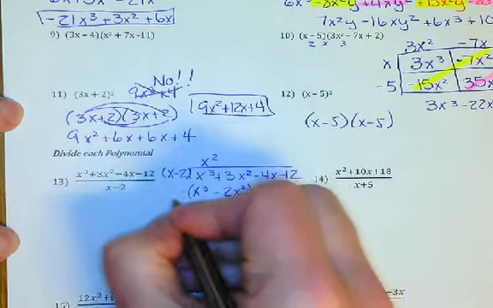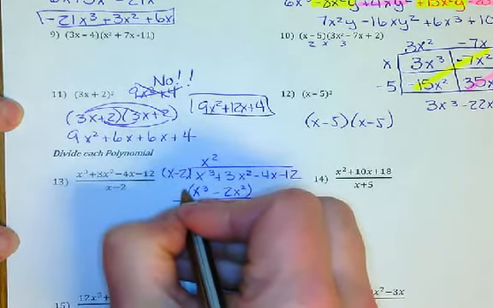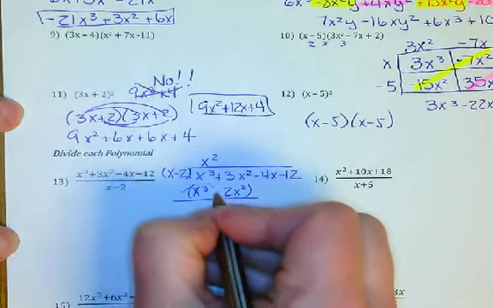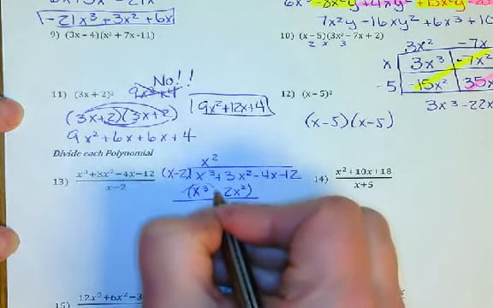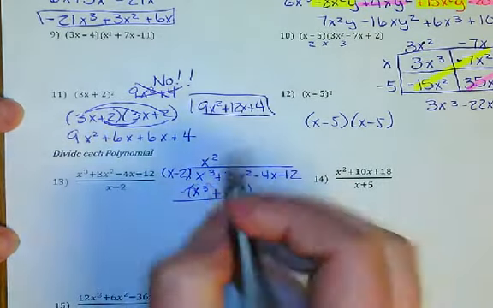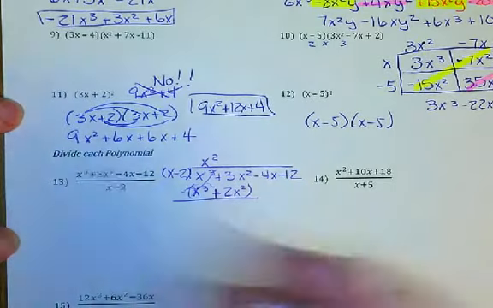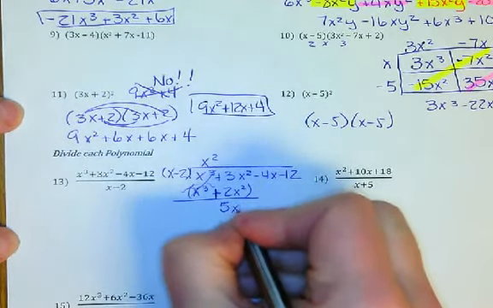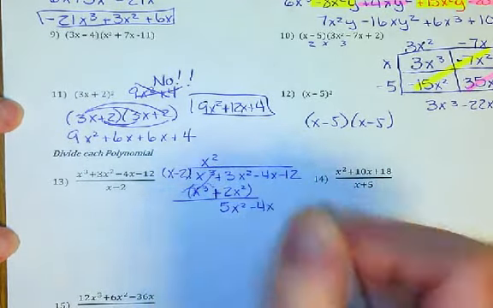Now I like to put parentheses around this. So I remind myself that I have to distribute the negative here and here. So this negative turns into a positive. Okay? And these first terms will always cancel out. So this gives me 5x squared minus 4x.